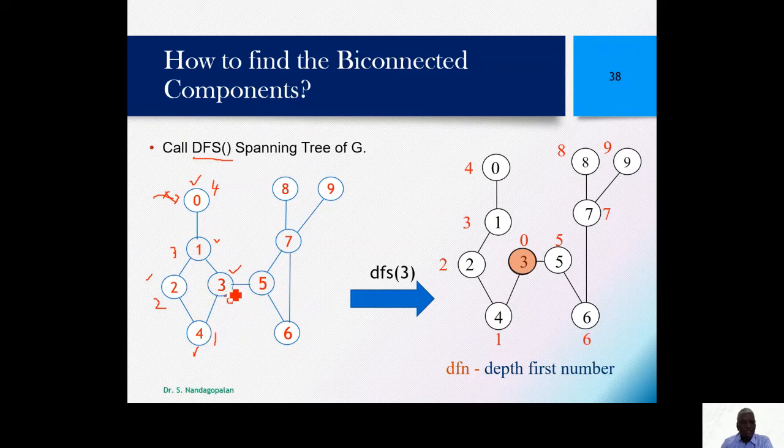Now the next adjacent vertex to be explored is 5. This is visited. Then go to 6, visited, then 7, visited, then 8, visited, come back here again to 9, visited. These numbers are the order in which the DFS traversed through this graph, and the last vertex visited is 9. Using this, we can get the biconnected components.